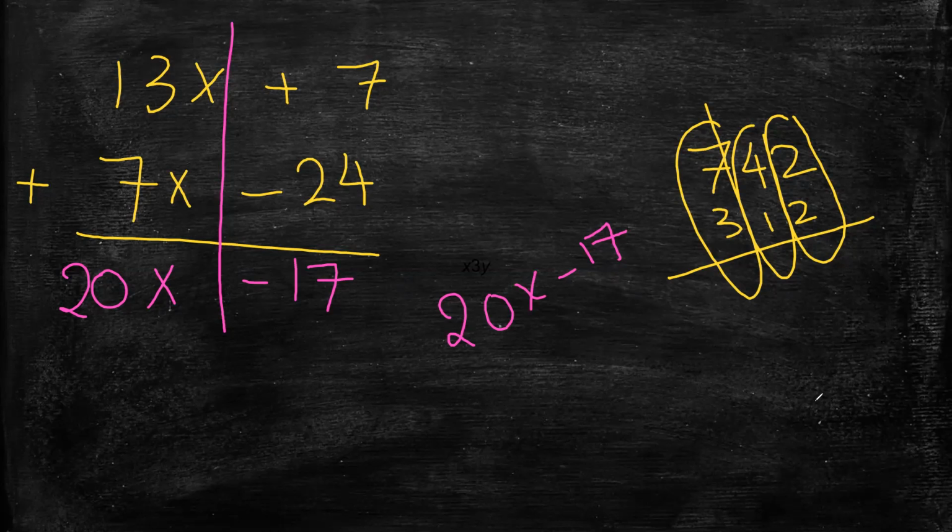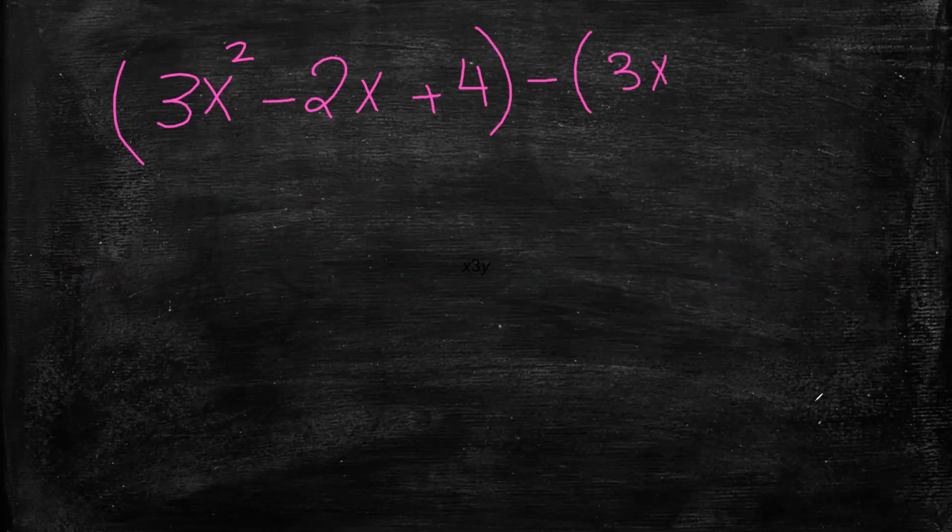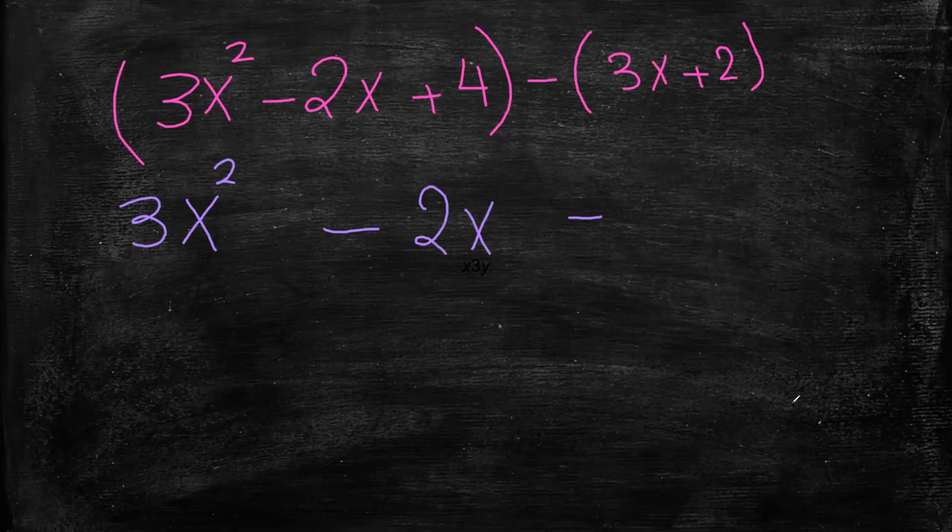Let's have another example. If we have 3x squared minus 2x plus 4, and I want you to subtract from it 3x plus 2. What do you have to do? The first step now, as I told you, we can add it horizontally or vertically. Let's now add it vertically. The first step, I will write it as 3x squared minus 2x plus 4.